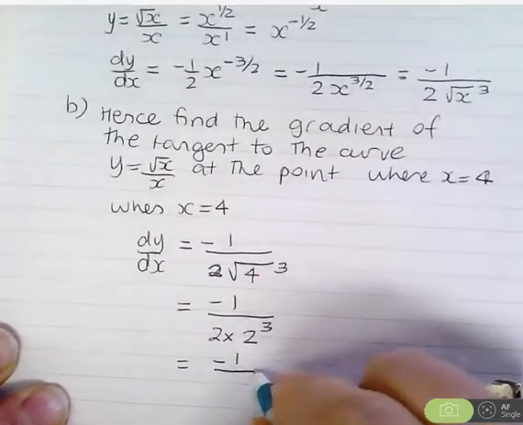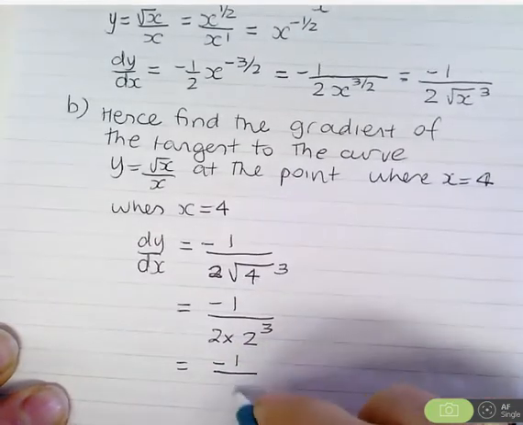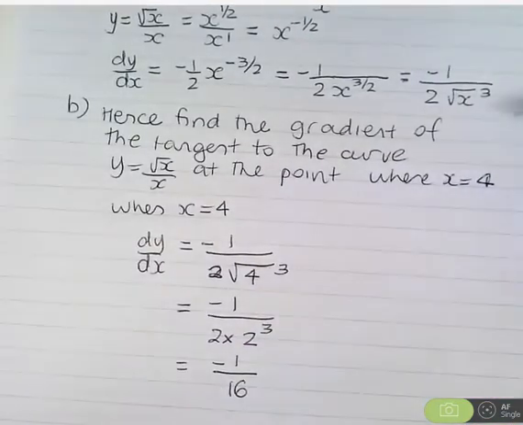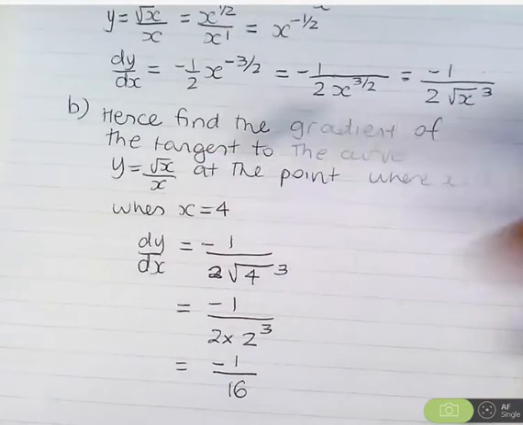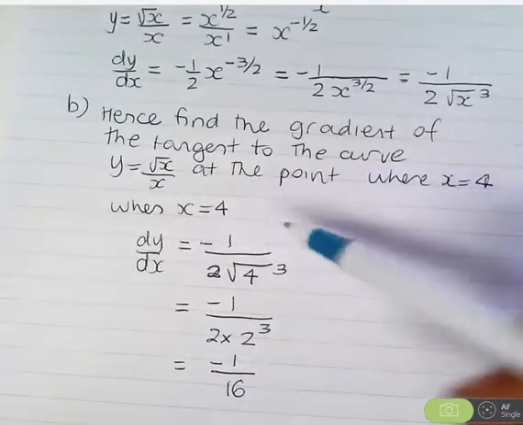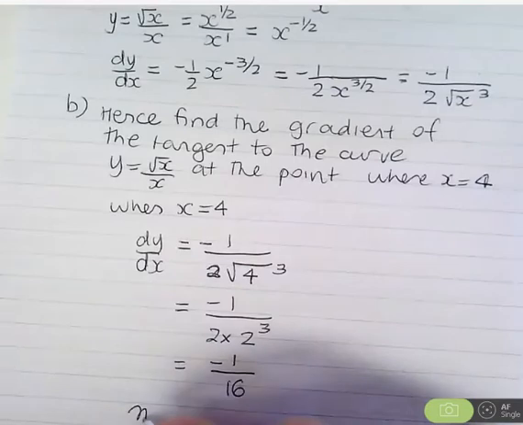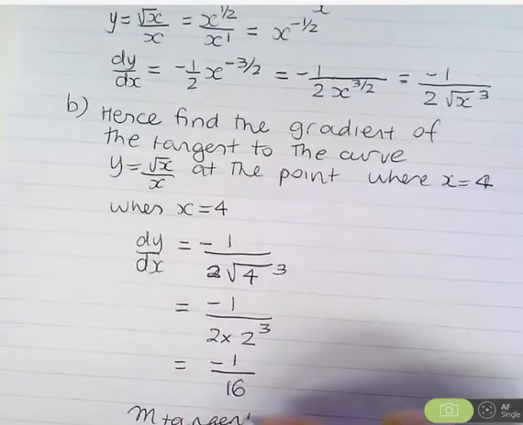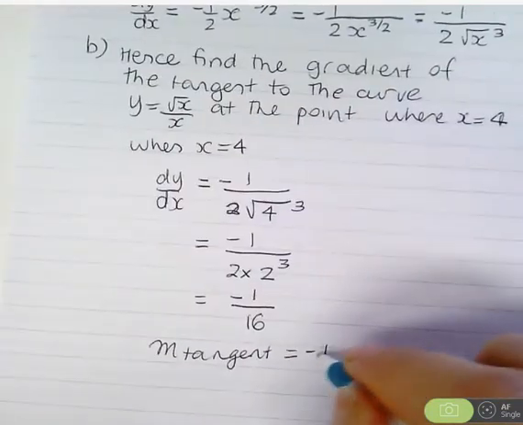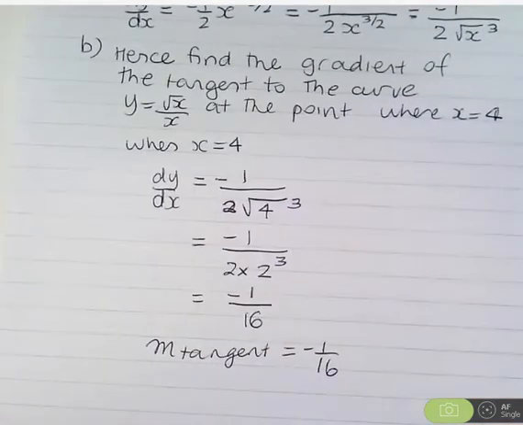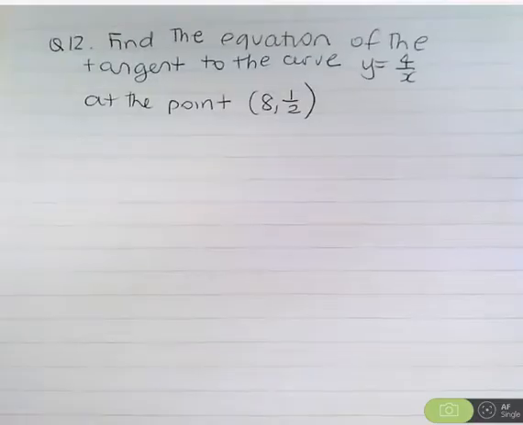Oops, running out of room there. So it's negative 1 over 2 times 8, which is 16. Therefore the gradient of the tangent to this curve at the point where x equals 4 is this. So the gradient of the tangent is negative 1 on 16, when x equals 4.